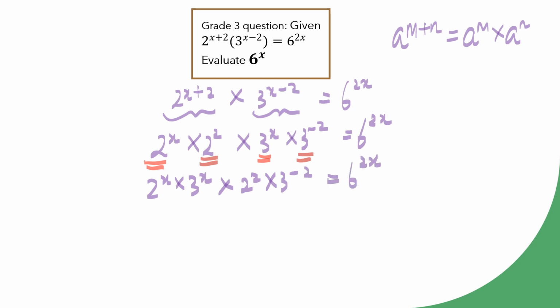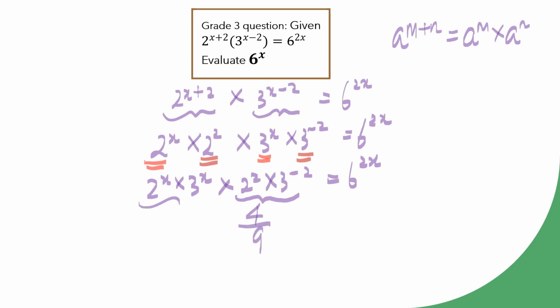Okay, right, so what do we do to the base? Basically, anything with these numbers, you can just use your calculator to evaluate. Punch in 2 to the power of 2, and then times 3 to the power of negative 2. That will give you 4/9.